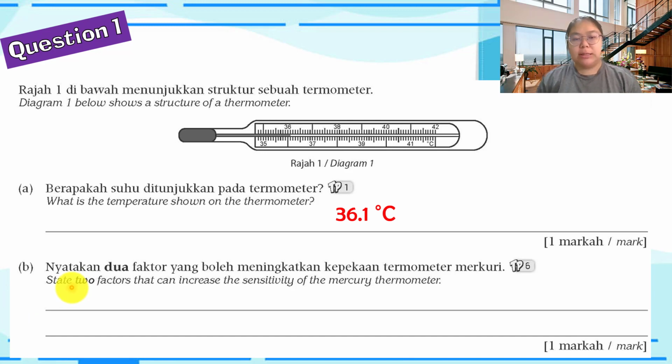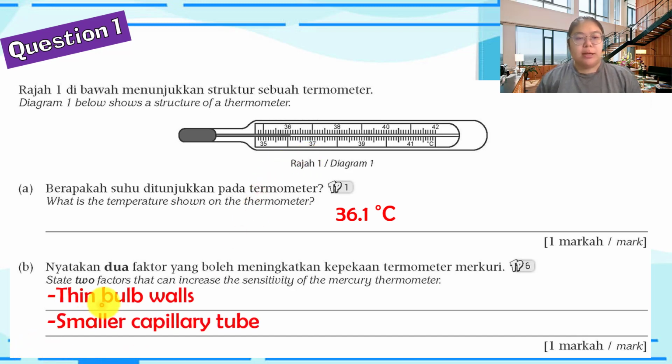State two factors that can increase the sensitivity of the mercury thermometer. To increase the sensitivity of the thermometer, we have two things. One, you must say about the bulb: use a thin wall bulb. Number two, you must say about the capillary tube, the center one: use a narrow capillary tube. So you can see the answer: thin wall bulb, smaller capillary tube. This should be the answer.